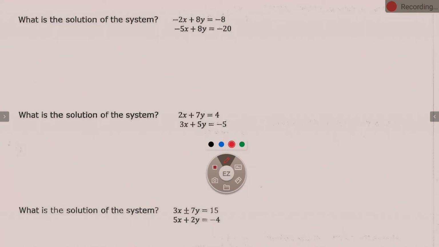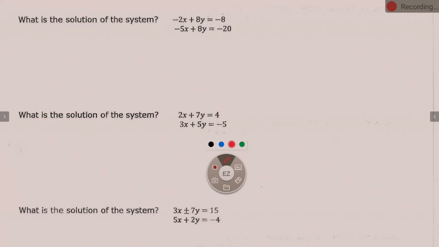As we look at the next problem, negative 2x plus 8y equals negative 8, and negative 5x plus 8y equals negative 20. Again, there's a reason we're not trying substitution with this one. We're trying elimination. So, with that in mind, which are we set up to eliminate, x or y? Y, because they're both 8y's, right? So we're set up to eliminate y's.